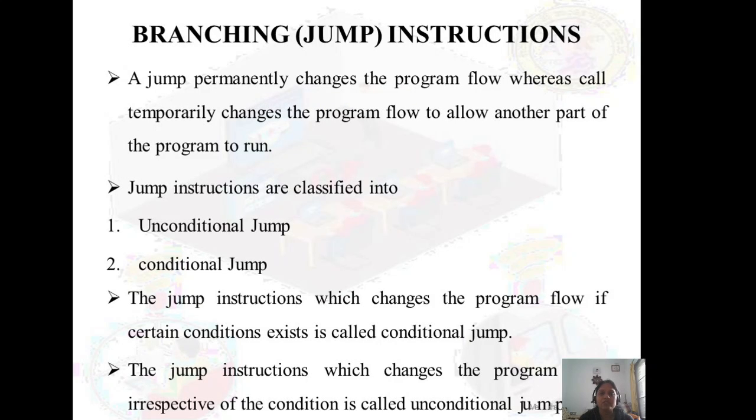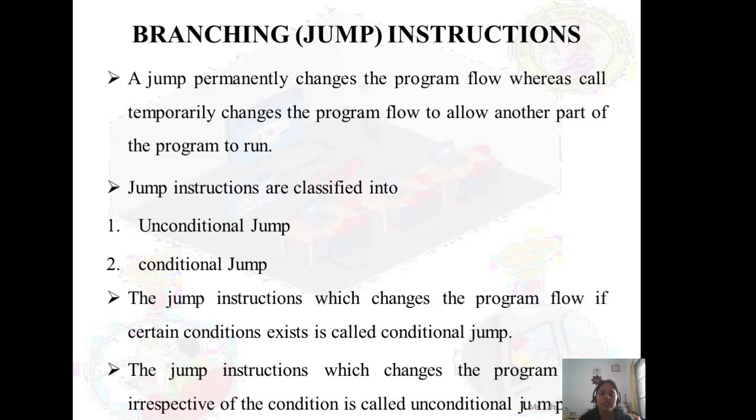First we'll see what branching instructions are. What is branching? It is jump instructions. What is meant by that? A jump permanently changes the program flow, whereas a call temporarily changes the program flow to allow another part of the program to run. In your program, if a jump occurs to an address, it will jump there, then again it will continue. There the program flow will be temporarily changed, and again it will come back to the place.